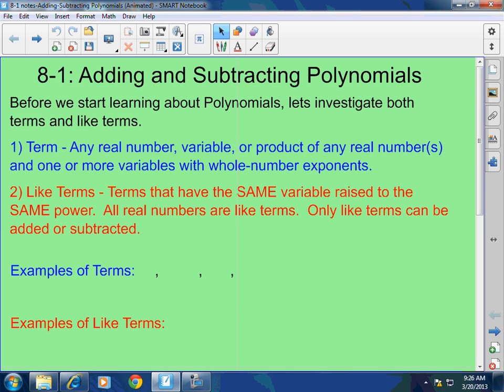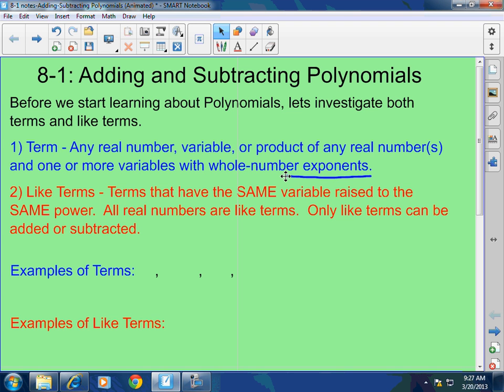So, before we start learning about polynomials, let's investigate both terms and like terms. We've already talked about these two items before, but let's go ahead and revisit them. A term is any real number, okay? Any real number, variable, or product of any real numbers and one or more variables with whole number exponents. That is the key here. Remember that. Whole number exponents, okay? They can't have fractional exponents. They can't have negative exponents. They have to have a variable, a number, or a product of real numbers and variables.